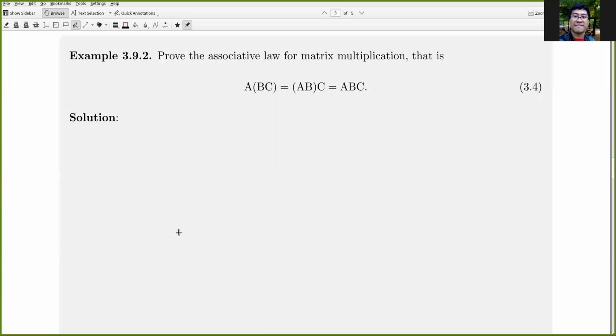Another example: prove the associative law for matrix multiplication, so A times BC equals ABC, which in compact form we just call ABC. Let's prove these two parts of this first relation. An important product would be BC. If you multiply BC, and suppose we call the elements kj, this can be expanded with another variable L: B_kL C_Lj.